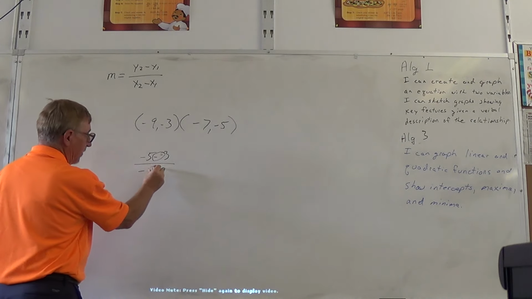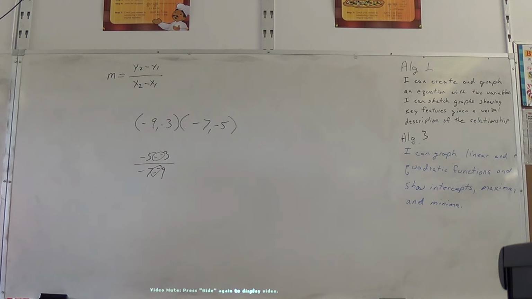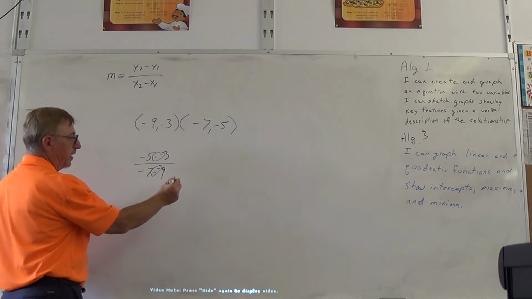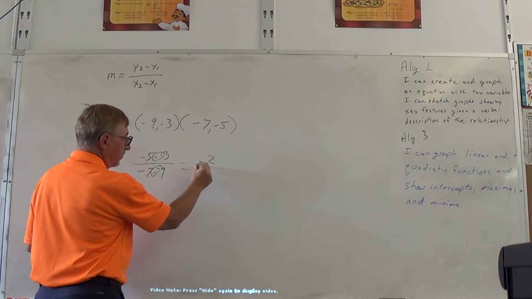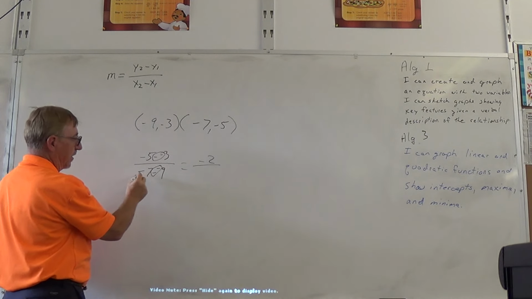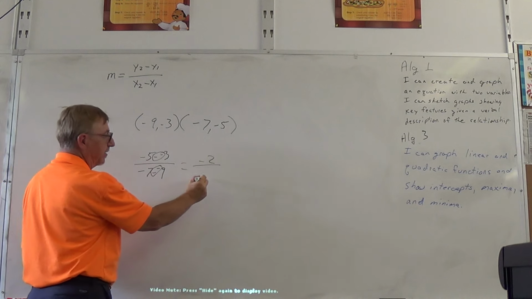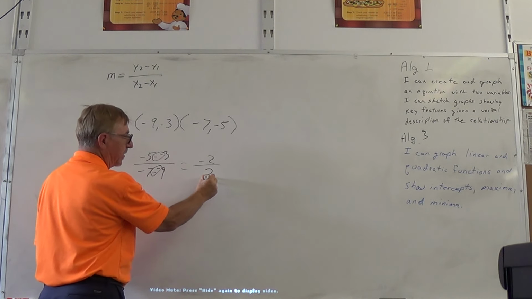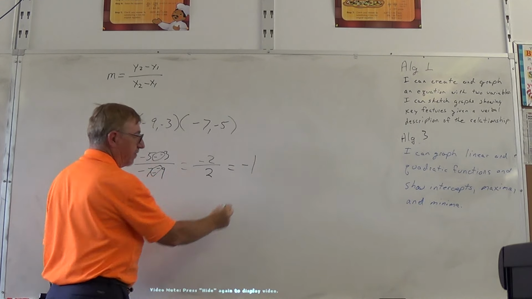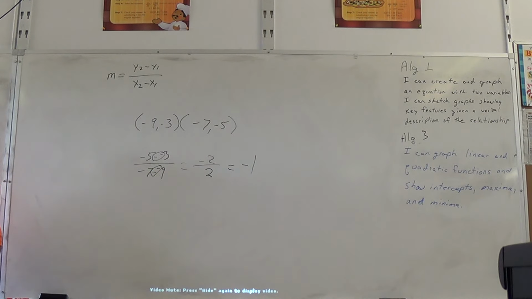And remember, when we have these doubles in there like that, we're going to add. So -2 over... -5 plus 3 is what, Tristan? -2. And -7 plus 9 is 2. So I have a slope of -1. I have a slope of -1.